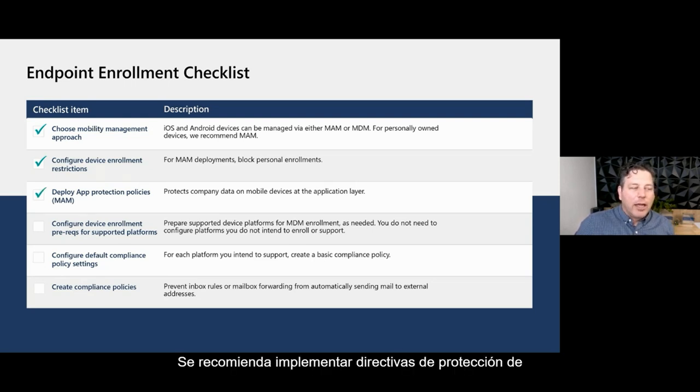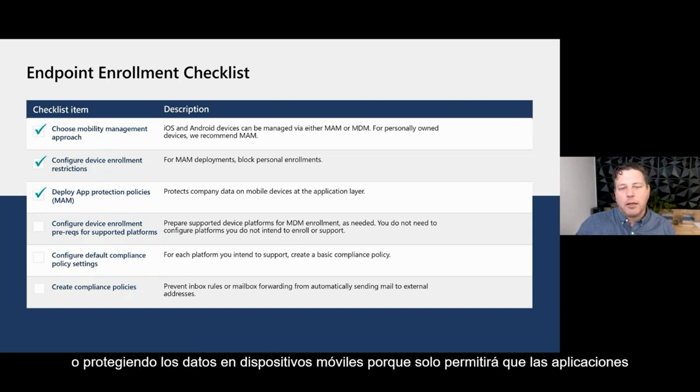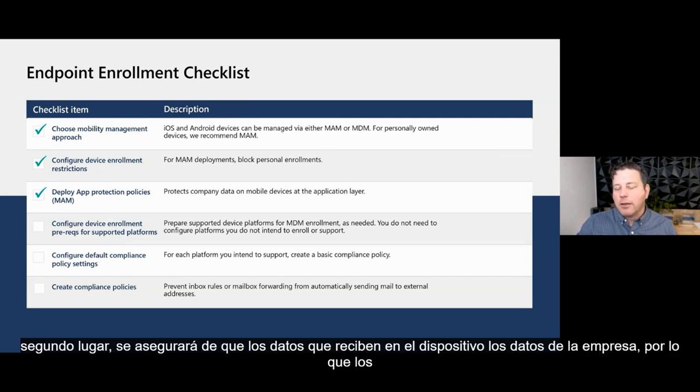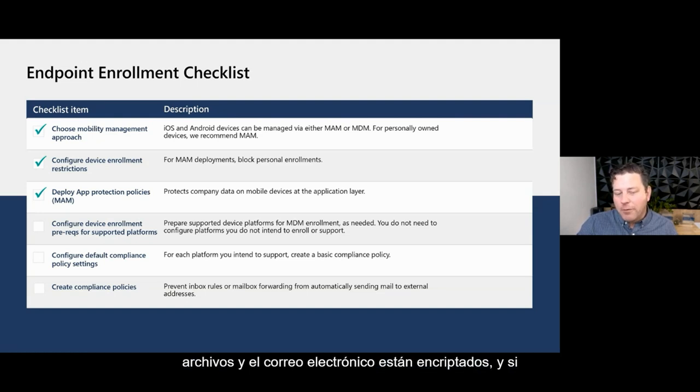Well, we recommend deploying app protection policies at a minimum. This is very easy to do. It doesn't require a lot of effort, and it does a great job at protecting the data on mobile devices, because it will only allow apps to connect to the data, meaning your email and files, if they're compliant and manageable. Second, it will make sure that the company data that gets on the device, so the files and email, is encrypted. And if the user leaves the organization, they lose access to the encryption keys.